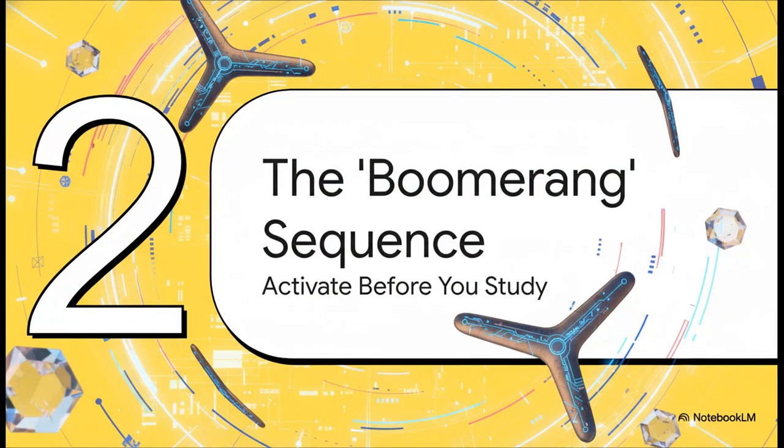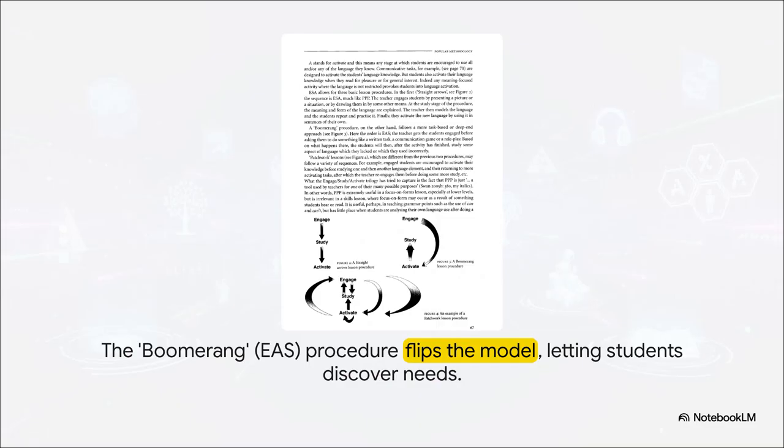And this brings us to a technique called the boomerang sequence. It's kind of like throwing your students into the deep end of the pool, but in the best way possible. In the boomerang approach, you still start by engaging them, but then you jump straight to the activate stage. The study part comes later, after they've had a go at the task. It's like the learning boomerangs back to a specific point they need help with.